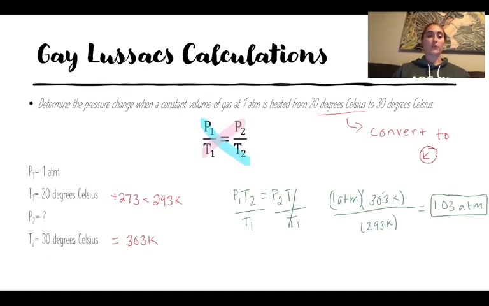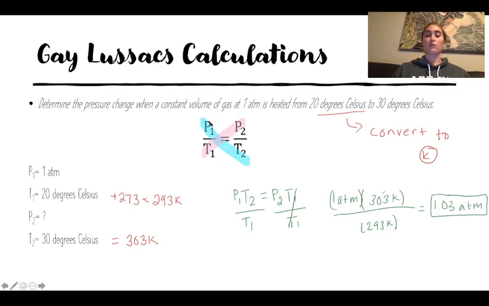Okay, so here's a little example. Determine the pressure change when a constant volume of gas at 1 atm is heated from 20 degrees Celsius to 30 degrees Celsius. So we're given a P1 of 1 atm, a T1 of 20 degrees Celsius, and a T2 of 30 degrees Celsius, so we need to find our P2. Remember I said the first thing we need to do is convert those degrees Celsius into kelvins, and we do that by adding 273. If you didn't know that, you can use your reference sheet that was given to you or that you can access on your Canvas page.